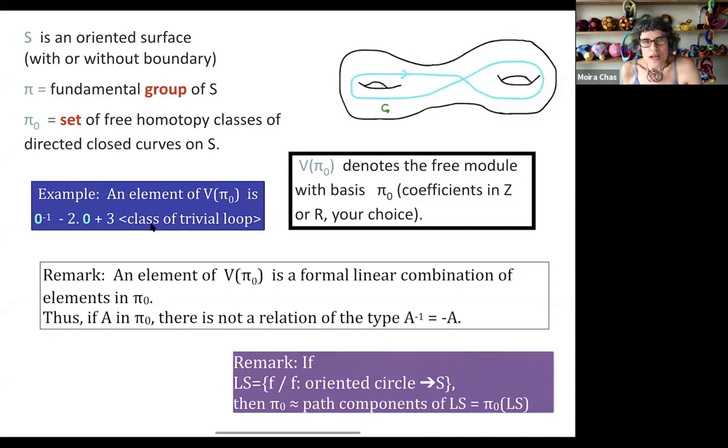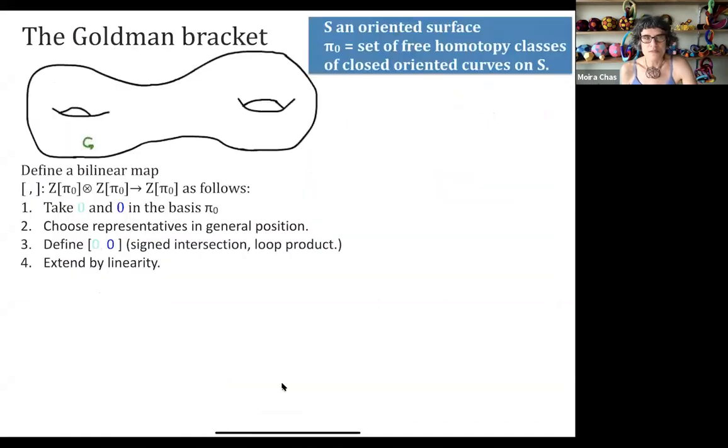And just for why I'm calling it pi zero, well, if I keep going forward, I might arrive here, but this pi zero is not pi zero of the surface. The pi zero we know is pi zero of the free loop space of a surface. So this is the set of connected components of the maps from the circle to our surface. And I might be able to say a little more about that.